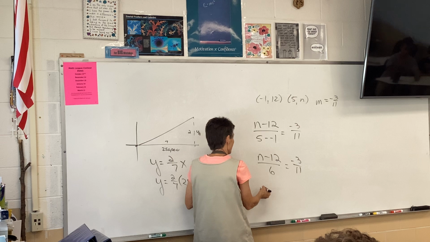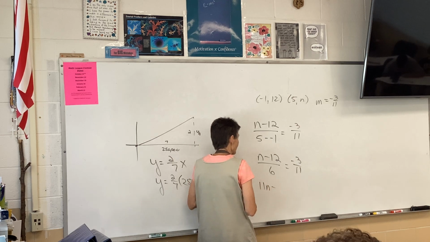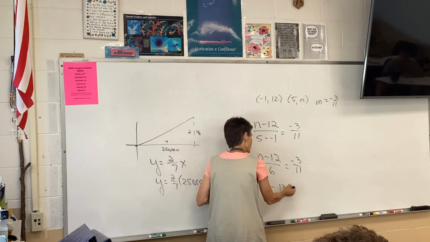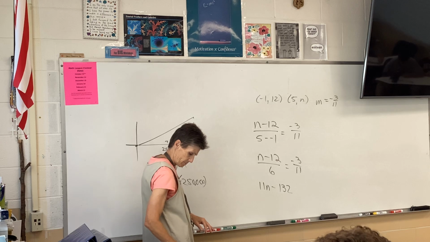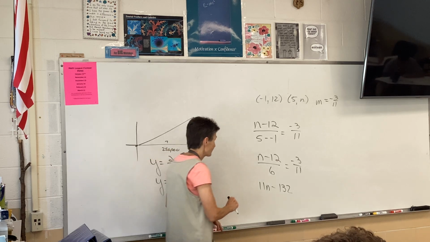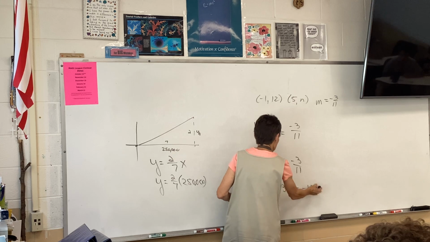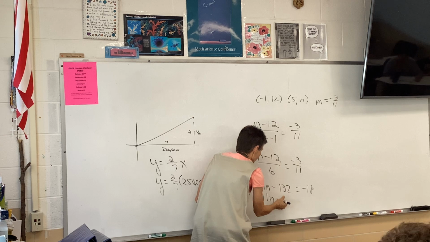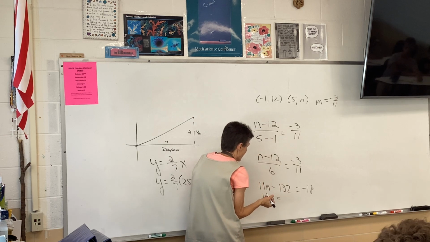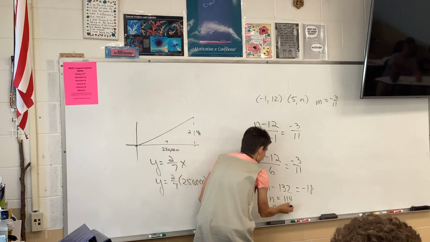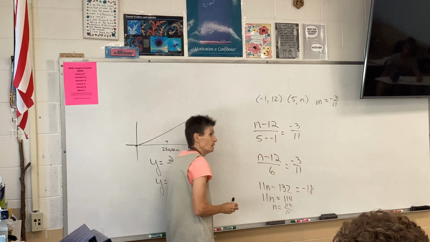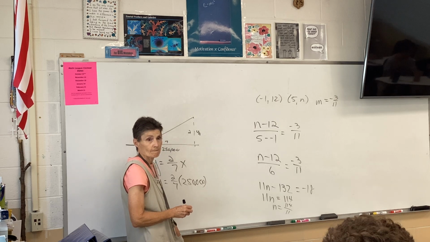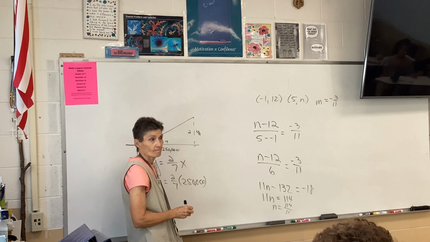This is a proportion. So 11n minus, what is that? 132. Yeah, 132. Equals -18. So I'll add my 132, so what is that? 114. So n is 114 over 11. If you got it right, you're an amazing human being. Okay?